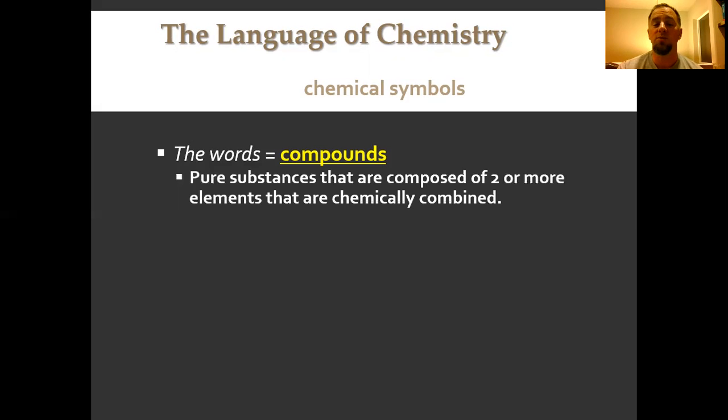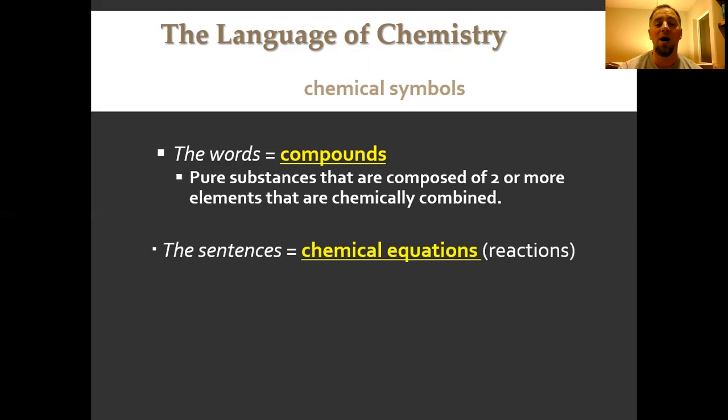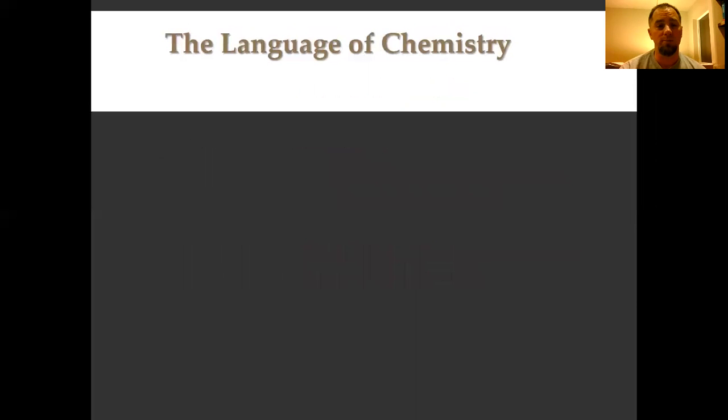The word compound means a pure substance that's composed of two or more elements that are chemically combined. We should know this from previous material, but a little refresher here today. The sentences in the language of chemistry are our chemical equations. These are the reactions that take place. For example, 6 carbon dioxide plus 6 water plus some energy creates glucose and oxygen. This is the reaction that takes place in photosynthesis. Those are our sentences, our chemical equations.